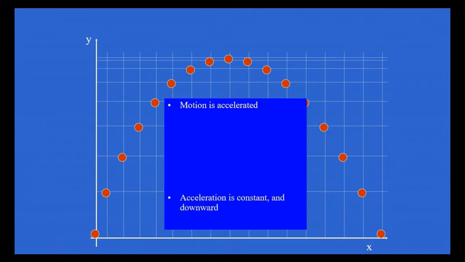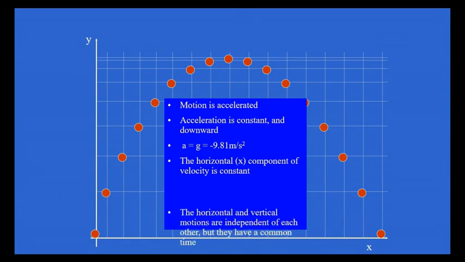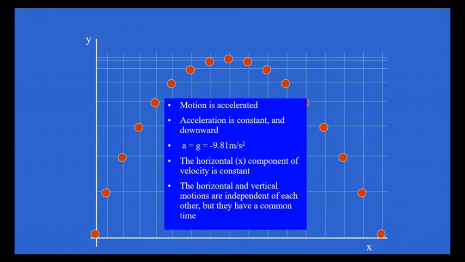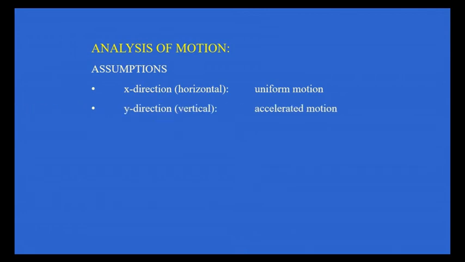Motion is accelerated. Acceleration is constant and downward. a equals g equals minus 9.81 meters per second squared. The horizontal x component of velocity is constant. The horizontal and vertical motion are independent of each other, but they have common time. Analysis of motion. Assumptions: x direction horizontal uniform motion, y direction vertical accelerated motion, no air resistance.